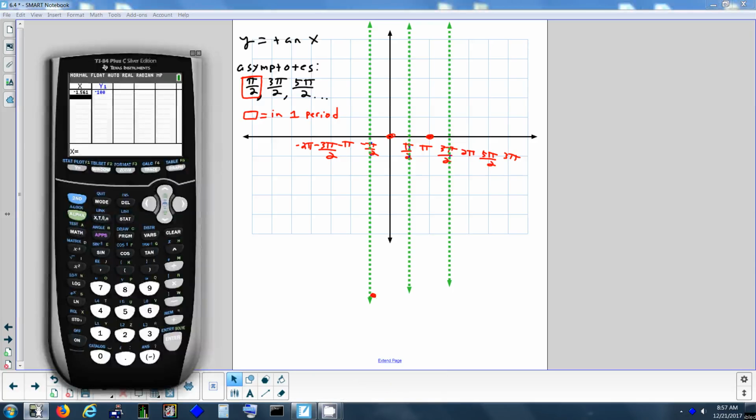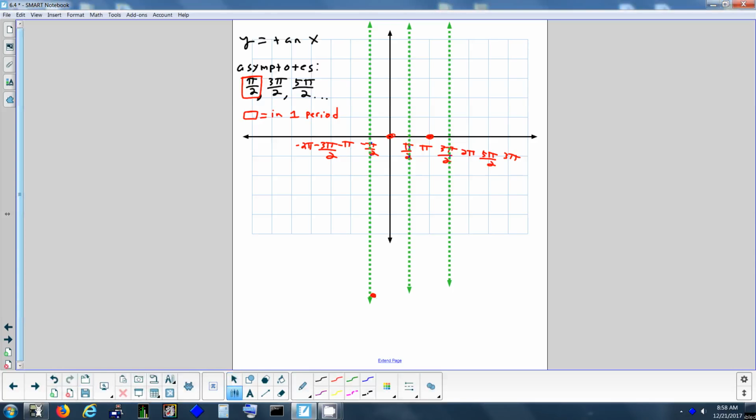Now I'm going to check a value very close to pi over 2, but a little bit smaller. So I'll take pi over 2, and let's just go a little smaller, minus 0.01, positive 100, basically. So just before pi over 2, you're way up there. So the graph has to go through all 3 of those red dots, and it's going to have a kind of a curve to it.